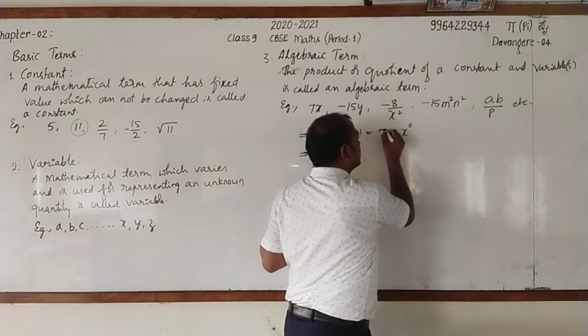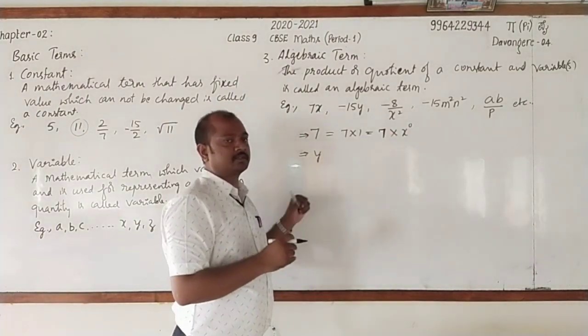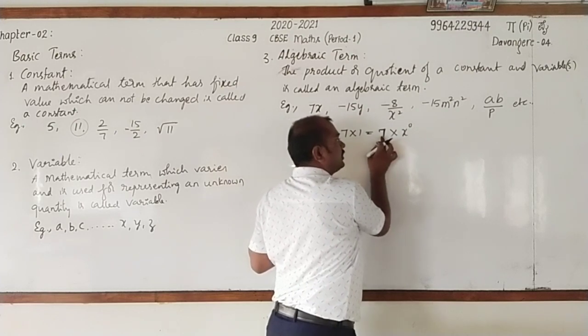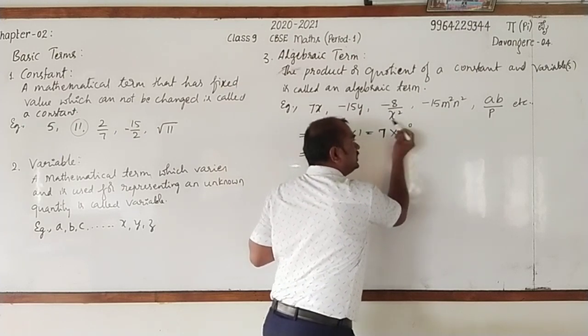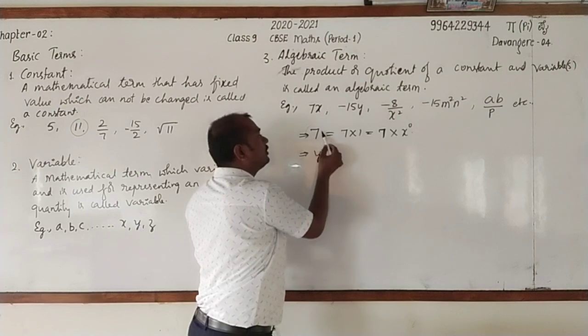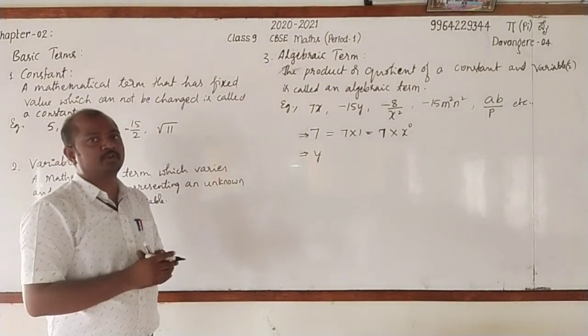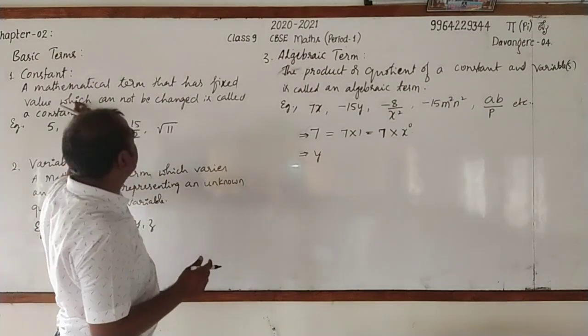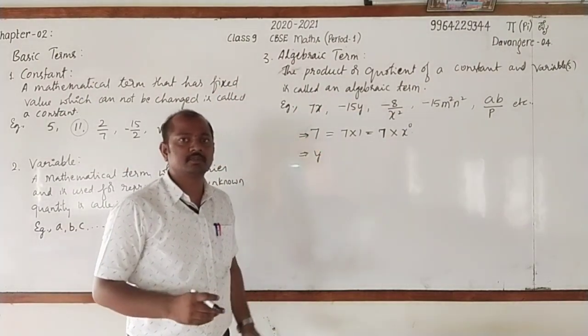Then what do you call this mathematical term 7? Constant. x, variable. It is the product of constant and variable. If it is an algebraic term, what do you say about 7? That is also an algebraic term. Then can we say that all constants are algebraic terms?